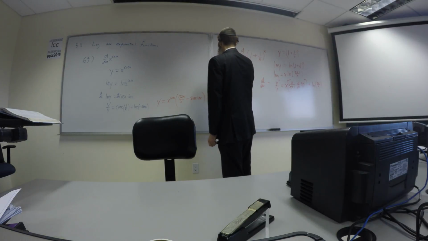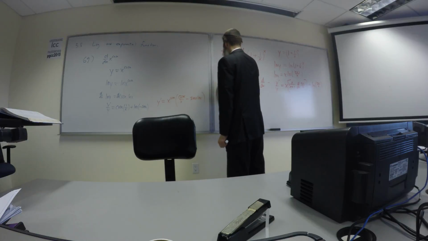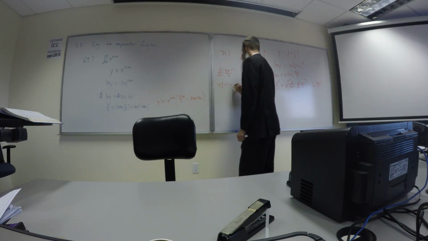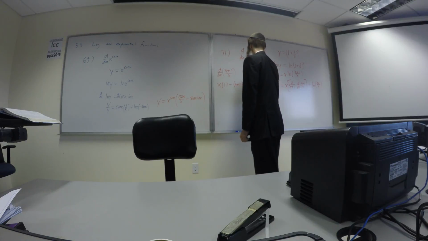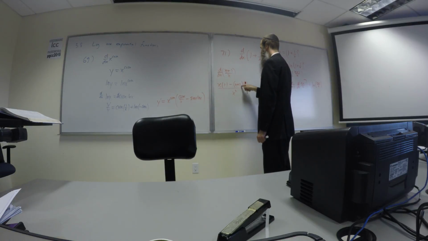Derivative of x plus 1 over x. So bottom times derivative of the top minus top times derivative of the bottom, over bottom squared. X minus x goes away. I have a negative 1 here. So this is negative 1 over x squared.